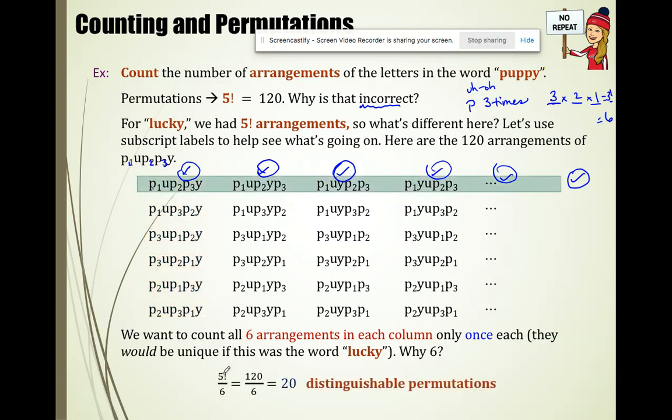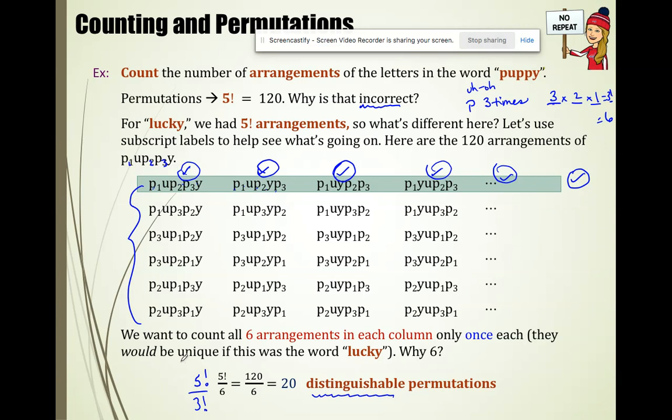So it's 5 factorial divided by 6. Really, it's 5 factorial divided by 3 factorial, which is 5 factorial divided by 6, which is 120 divided by 6, which is 20 distinguishable permutations, right? I can distinguish between PUPPY and PUPYP. I cannot distinguish between all of these because they look the same.